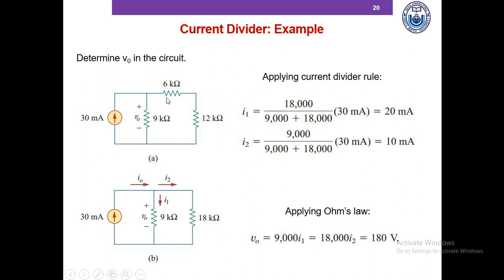Okay, so here the 6 kilo and the 12 kilo resistors are in series. So if we combine them, we have our usual current divider format, two resistors in parallel, in figure B here. So I've just combined these two resistors, 12 and 6 in series, so it's 18 kilo. Now it's our usual current divider formula. Now we can determine the current in this branch, I1. So I1 is equal to 18 divided by 18 plus 9 times 30 milliampere, and that's 20 milliampere. And then we can just apply Ohm's law to get our desired voltage V0.